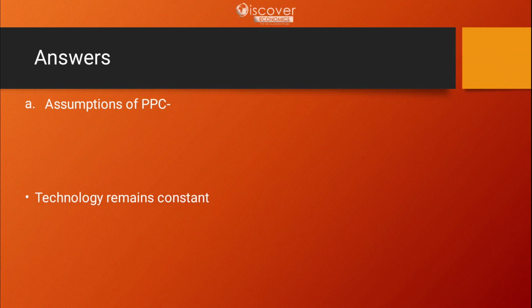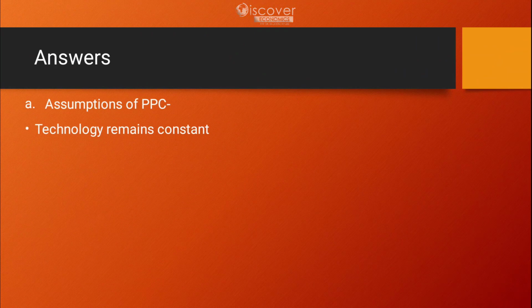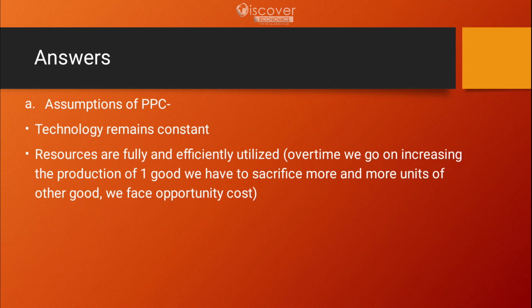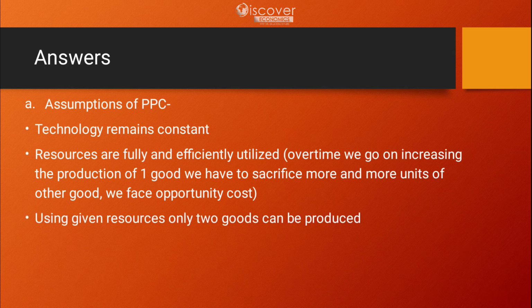The answers are, let's see the assumptions. Technology remains constant sometimes. Technology may change sometimes. If we are on the same production possibility curve, we will assume that technology did not change. If we are switching our production possibility curve, we will assume that some technological progress has happened. Resources are fully and efficiently utilized. Over time, as we go on increasing the production of one good, we have to sacrifice more and more units of other goods. So this is all about switching from one item to another.